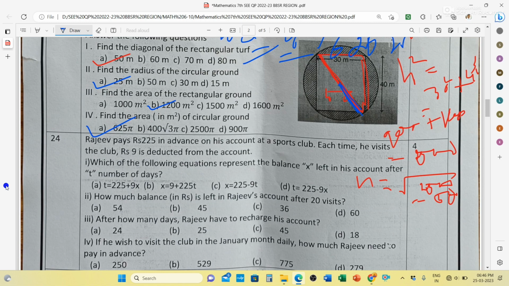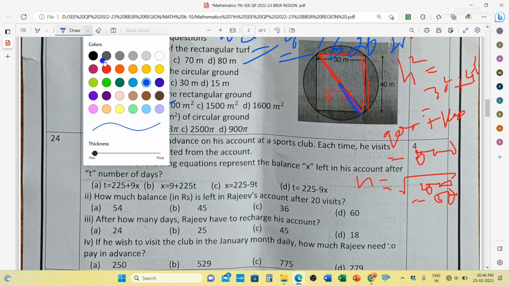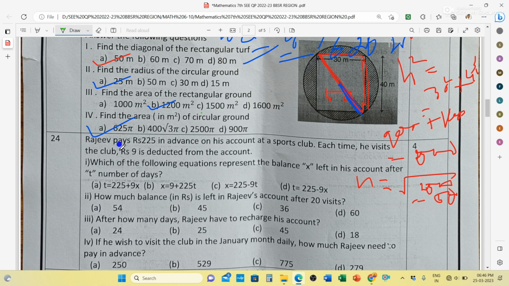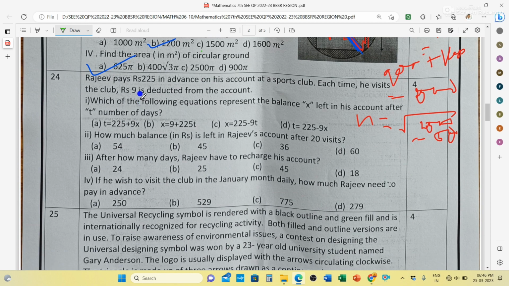Now we will come to the next question. That is Rajiv pays rupees. Let me first erase. Then we will discuss.